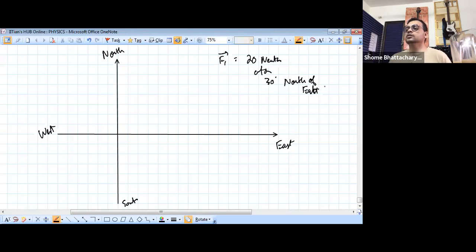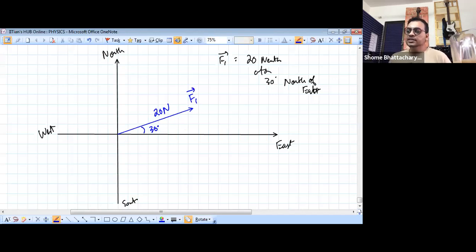So, how would this look? It would be a vector which is something like this. Roughly, I'm just saying roughly make a diagram. You don't need to make an exact scale with exact angle and all that. So, no need to use a protractor or anything. So, this is 20 newtons in magnitude. So, its length is 20 newtons.